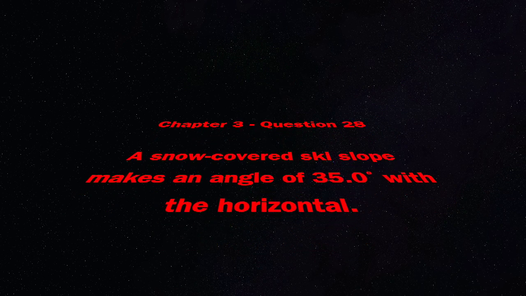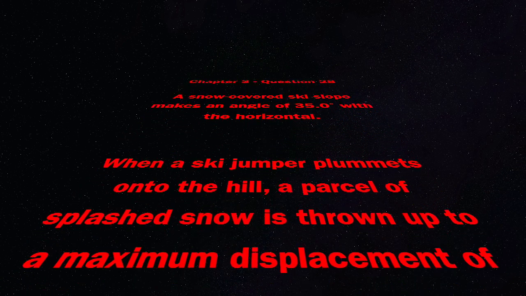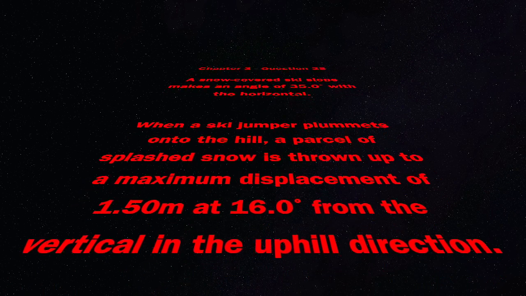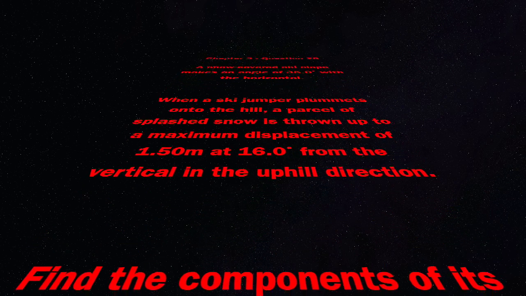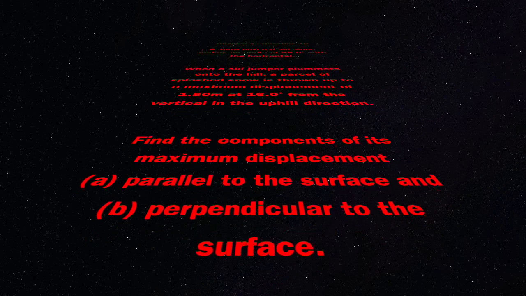Okay, let's move on to Chapter 3, Question 28. So this question says that a snow-covered ski slope makes an angle of 35 degrees with a horizontal. When a ski jumper plummets onto the hill, a parcel of splashed snow is thrown up at a maximum displacement of 1.5 meters at 16 degrees from the vertical in the uphill direction. Find the components of its maximum displacement, A, parallel to the surface, and B, perpendicular to the surface.